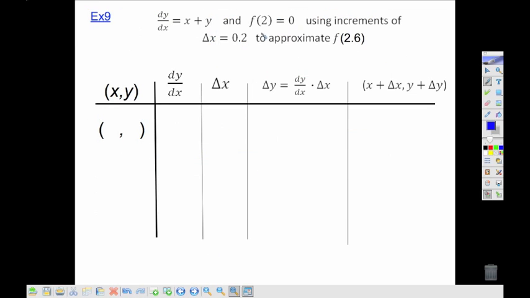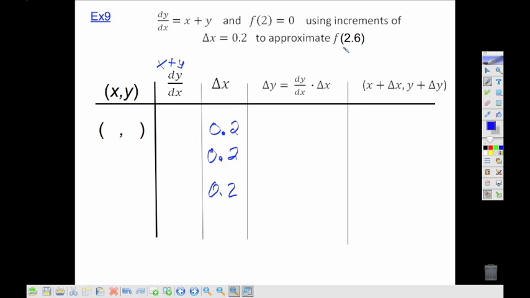Okay, let's do an example. In this example, I'm given the differential equation x plus y, which is going to be this column here. I want to move by steps of 0.2. Now this is the only column in the table that will be the same for every step. Then we'll fill this in now.